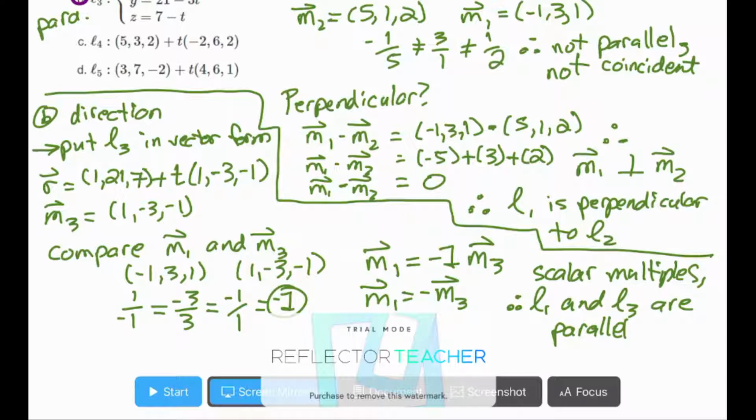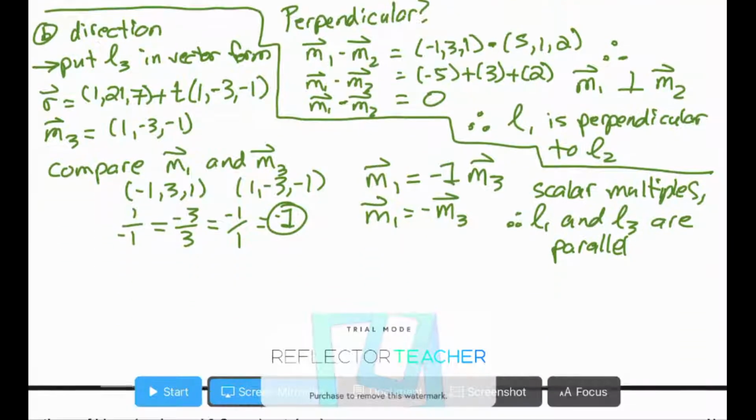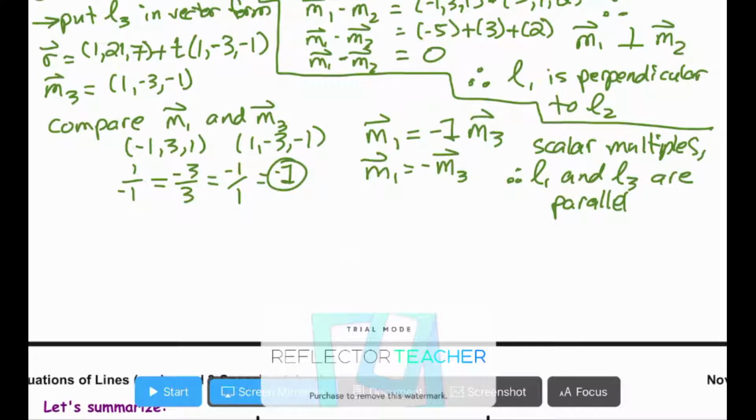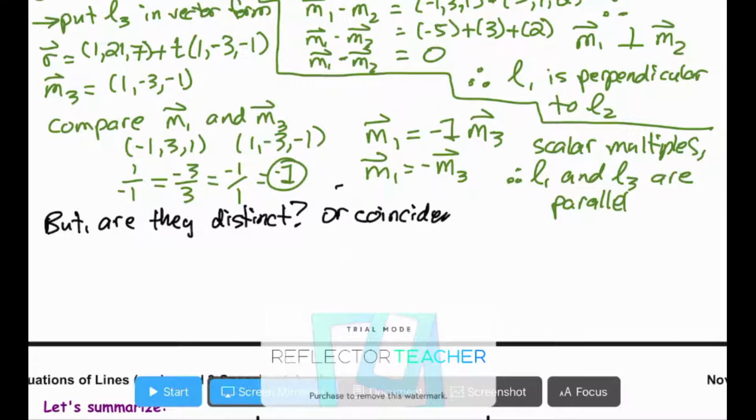But there's still another question we need to answer. Are they distinct? So will they run beside each other? Or are they collinear where they run right on top of each other? Let's investigate. So let's ask the question, we'll put it in the note so it's recorded, and then we'll test. But are they distinct? Or coincident?